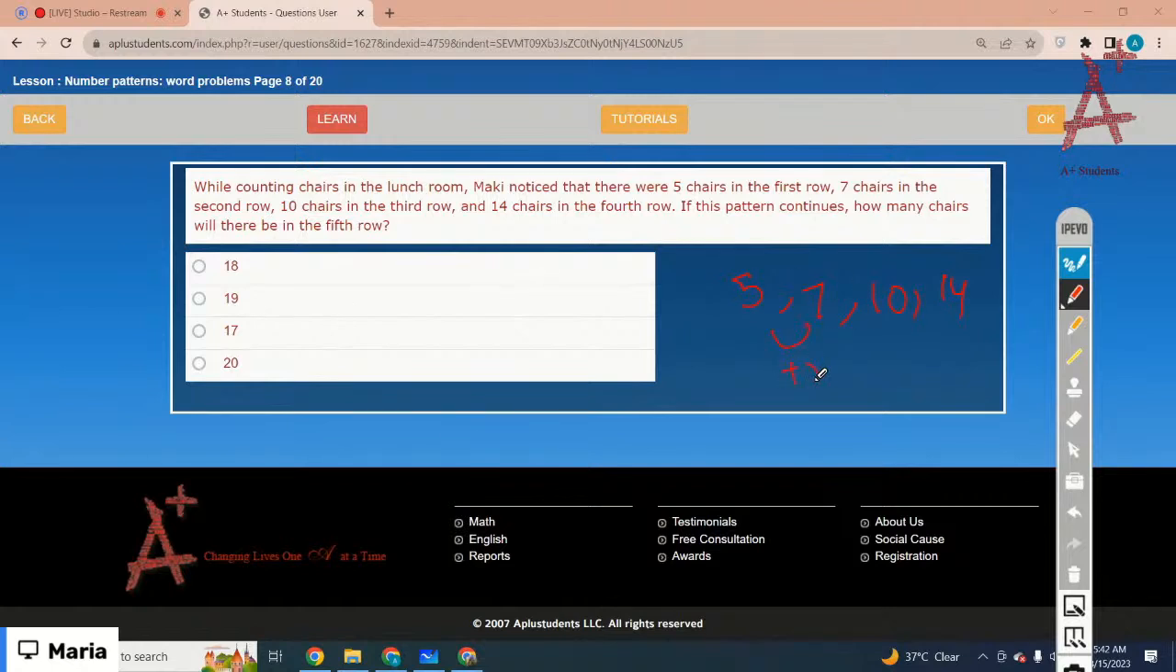5 plus 2 is 7, 7 plus 3 is 10, 10 plus 4 is 14. For the next one, you have to do 14 plus 5. So that means in the next row, there are 19 chairs. In the fifth row, there are 19 chairs.